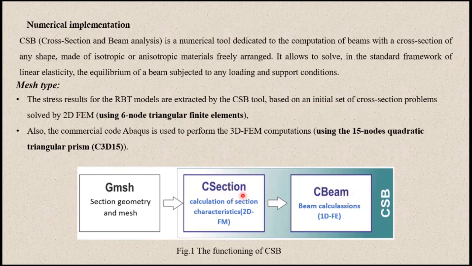First, C-section calculates the mechanical characteristics of the cross-section and a set of distortion modes by the 2D finite element method. Then C-beam uses these mechanical characteristics of the cross-section to calculate the beam by the 1D finite element method. Also, the commercial code Abaqus is used to perform the 3D finite element method using the 15-node quadratic triangular prism.